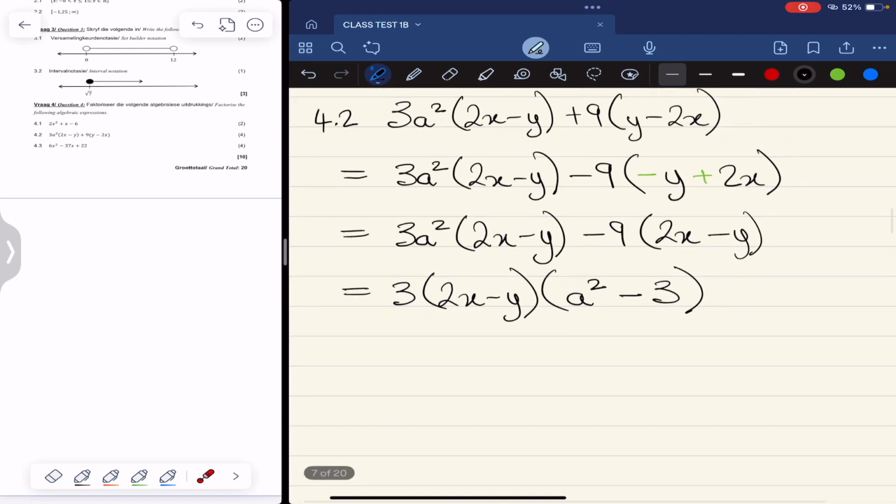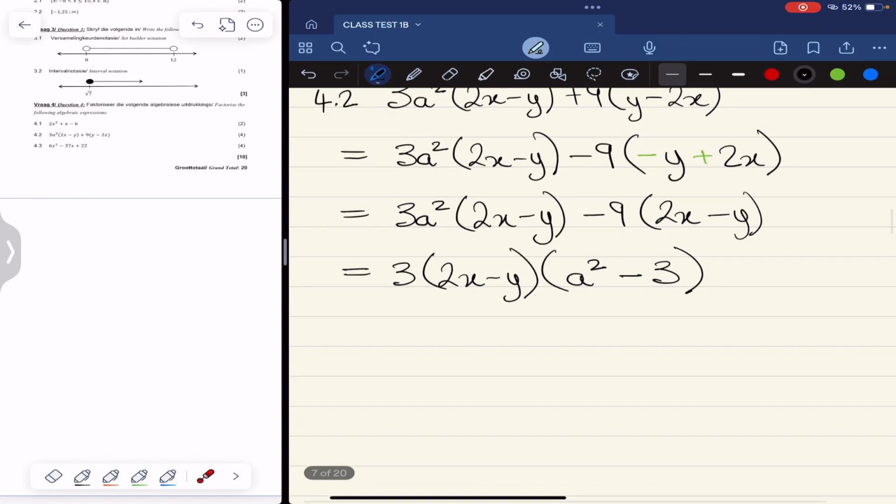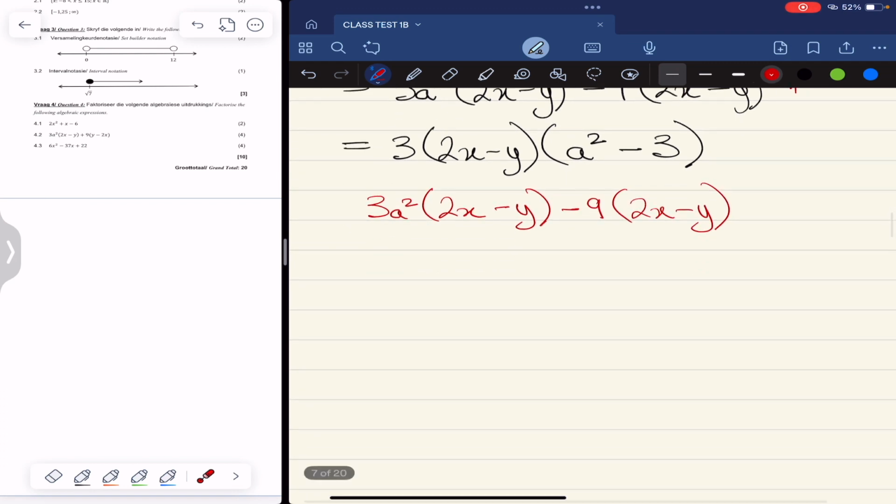What many of you did was the following. So I'm just going to redo this. I'm going to write, let's maybe just do this in red. I'm going to write the original expression again. Well, actually, I think I'll just start from this point over here in the red. So let's just start there. That's minus 9, 2x minus y.